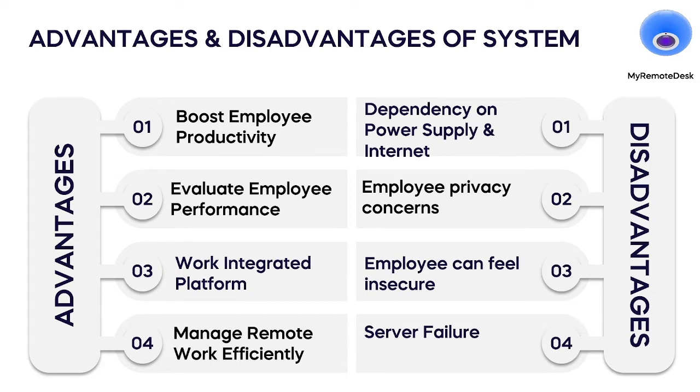Disadvantages: for tracking any employee, we need a power supply and internet. Also, for the organization, privacy concerns will definitely be there, because every activity is tracked by the system. If an employee is doing any other such activities, those will also be tracked, and the employee can feel insecure about that. Server failure: if the data is large or there is too much load on the server, then the server can fail.